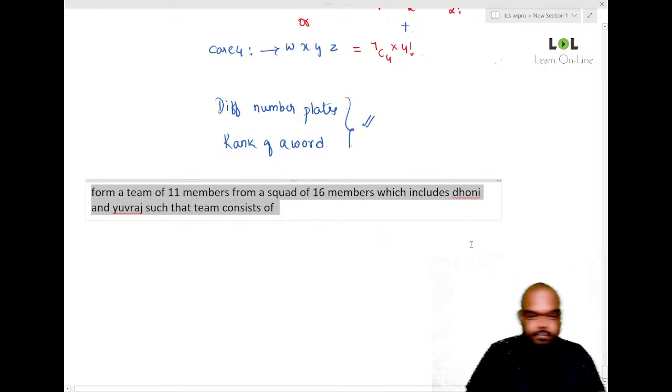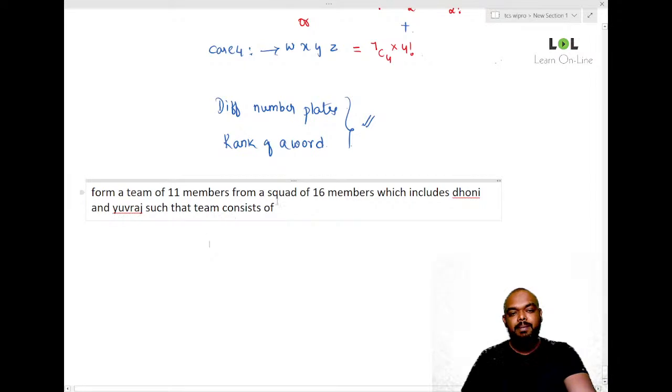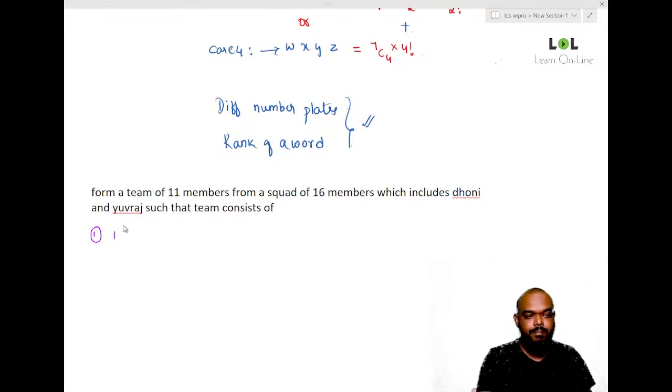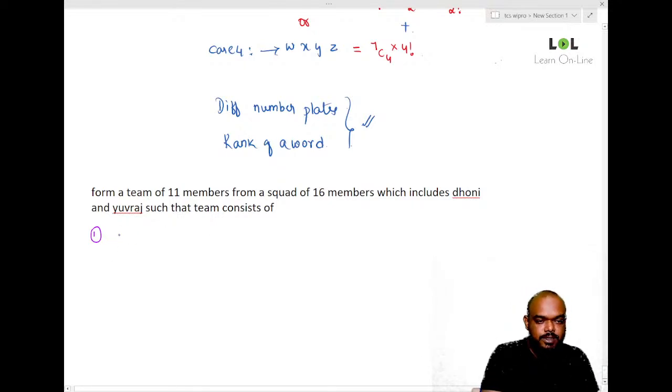Yeah, okay. Observe. So what do we have in the question here? Form a team of 11 members from a squad of 16 members, which includes Dhoni and Yuvraj, such that the team consists of... Okay, this is a P and C question, guys. We'll get back to probability. It was yesterday's doubt. We shall finish this and get back to probability. Let me take the team as any 11.